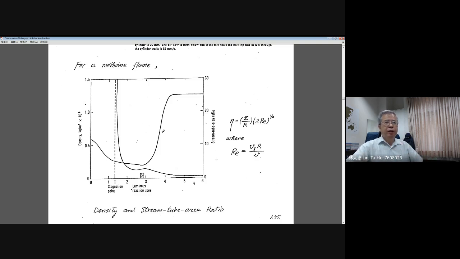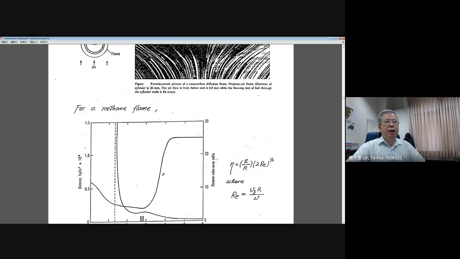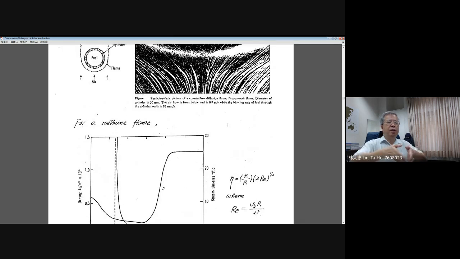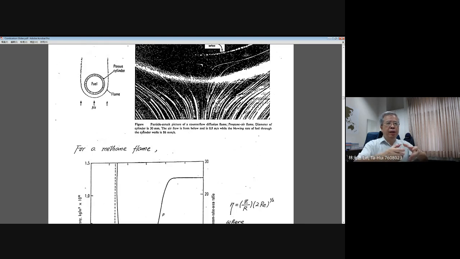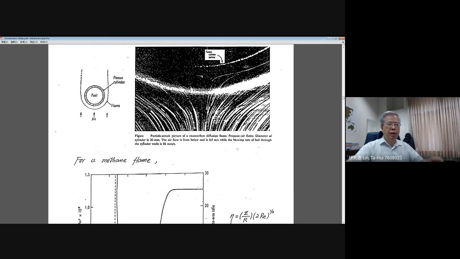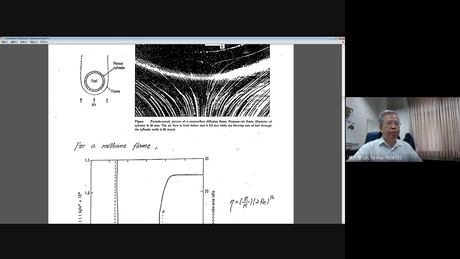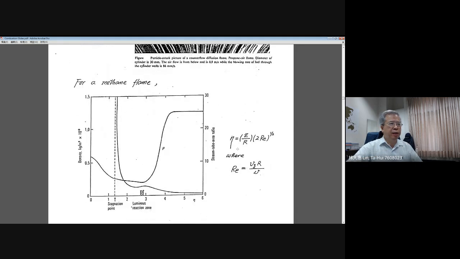Actually, you simply measure the diameter. For a given strain tube, because this is a symmetric flow, you measure the diameter of the strain tube, then you can compute the strain tube area. You can see from the pictures that the strain tube area will expand continuously when approaching the stagnation plane, because there is the expansion. When the flow expands closer to the stagnation plane, the strain tube area will increase. Now let's look at the experiment results here.